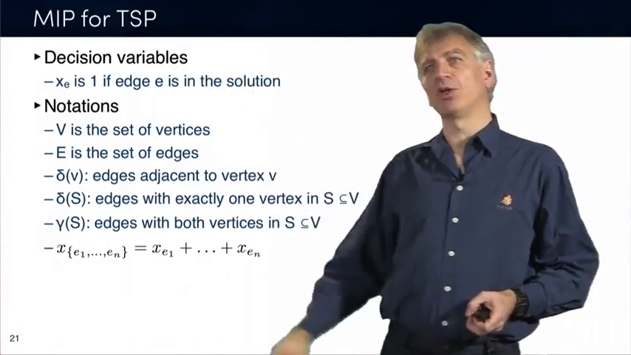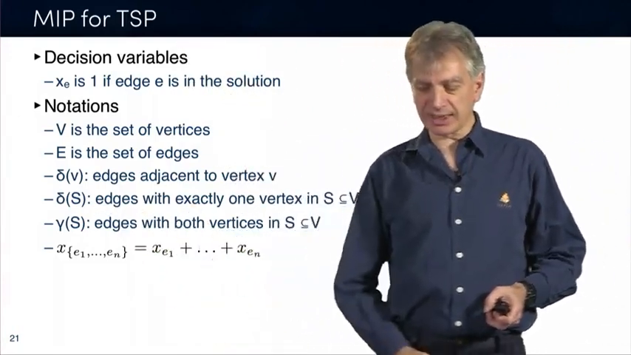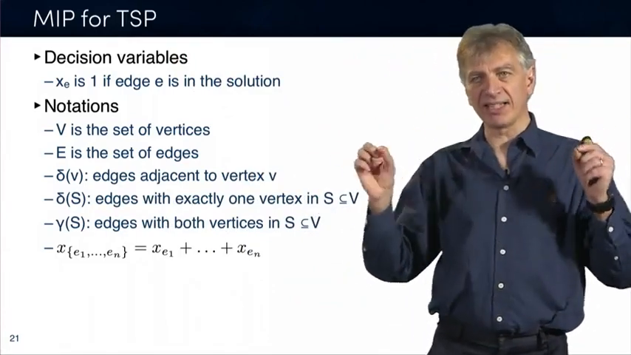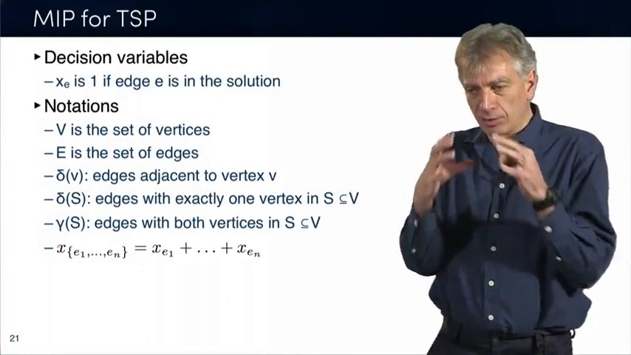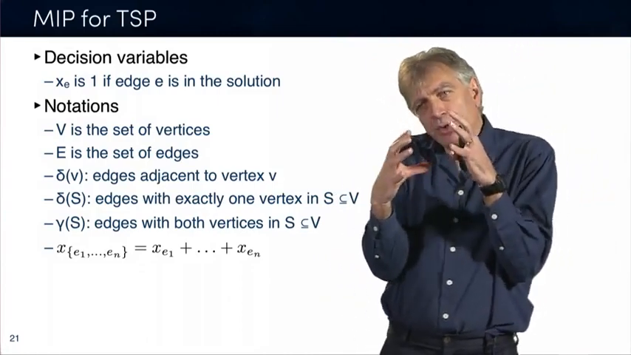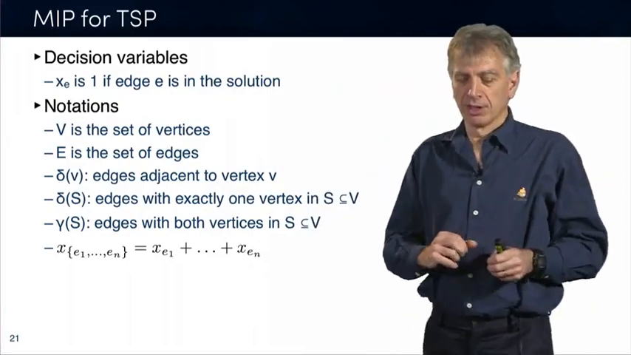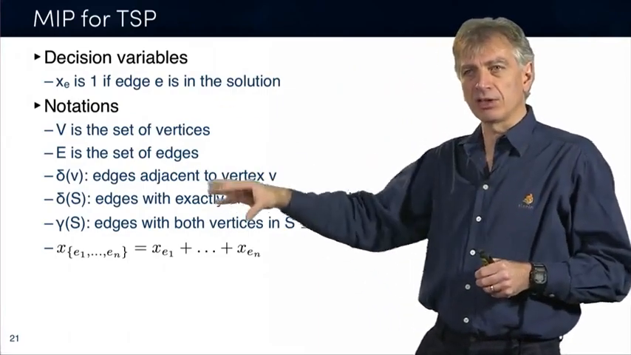Okay, and then we're going to give gamma S, which is essentially the set of edges whose both endpoints are inside S. Okay, so this is like you look at the set of vertices and you look at the edges in between them. You don't go outside. Okay, so these are the only notation that we're going to use.